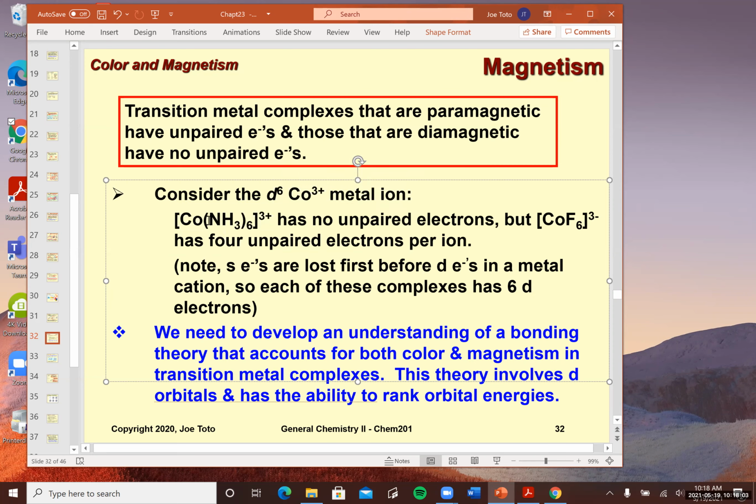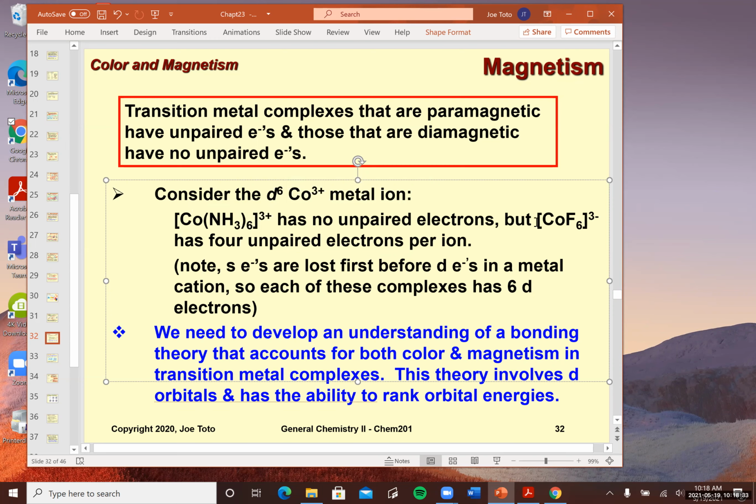In this case, I have 6 ammonias right here, and we know that ammonia is not charged. So the overall charge of the complex must be solely due to the charge of cobalt. In other words, +3 plus 0 equals +3 overall. So the oxidation state of cobalt is +3.